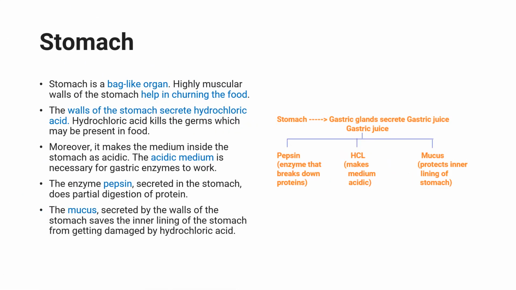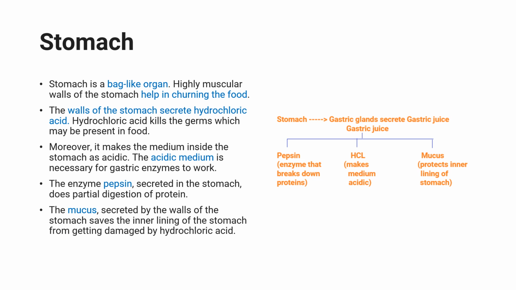Let's look at the stomach in detail. Stomach is a bag-like organ. Highly muscular walls of the stomach help in churning the food. The walls of the stomach secrete hydrochloric acid. Hydrochloric acid kills the germs which may be present in food. Moreover, it makes the medium inside the stomach as acidic. The acidic medium is necessary for gastric enzymes to work.